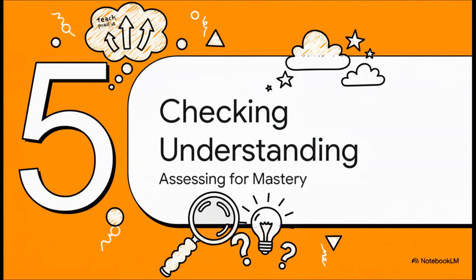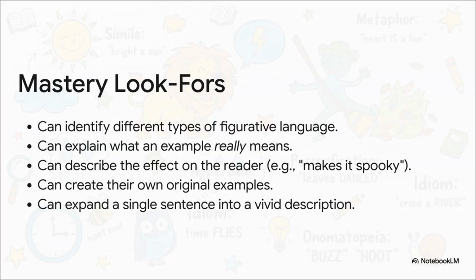We've taught it, we've practiced it, but how do we know if they really got it? Let's talk about how to check for understanding and assess for mastery. So as you're walking around the room listening in on those partner conversations, these are the things you're listening for. Can they actually identify the different types? Can they explain what an example really means? Can they talk about the effect on the reader, like, oh, that makes it sound spooky? And of course, can they create their own? When you hear those things, you know they're on the right track.